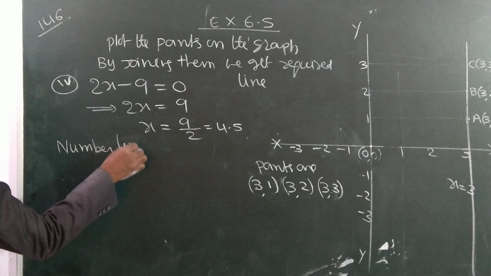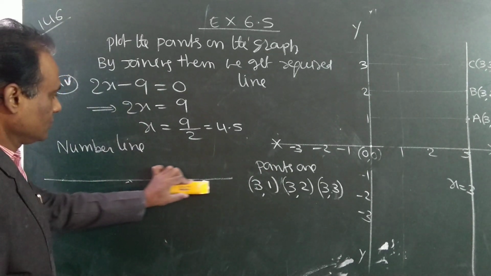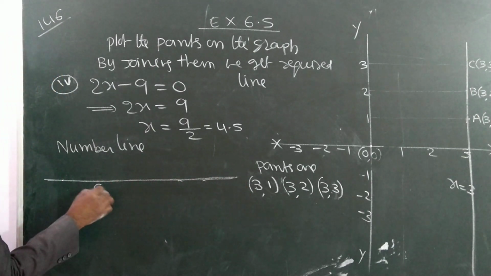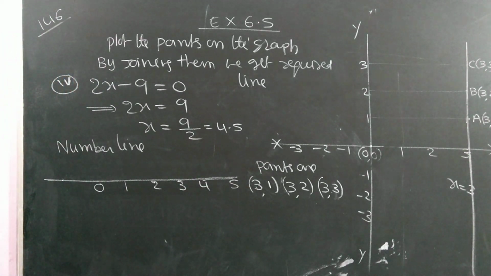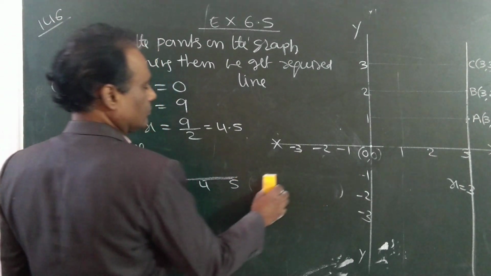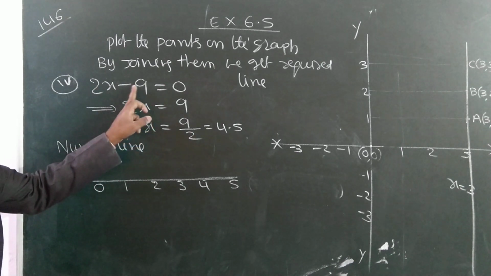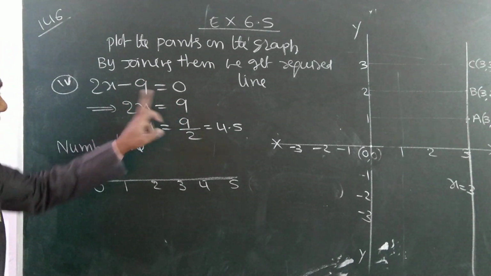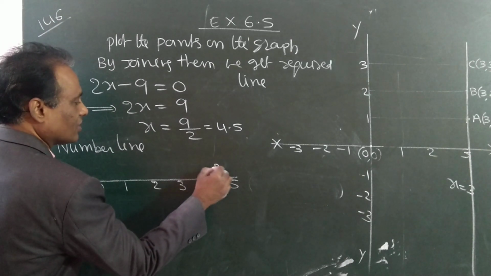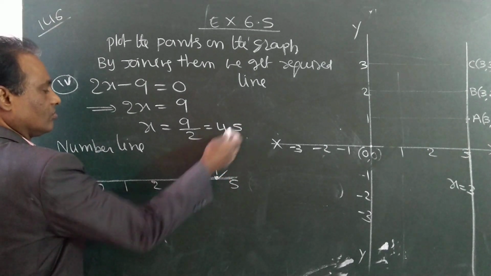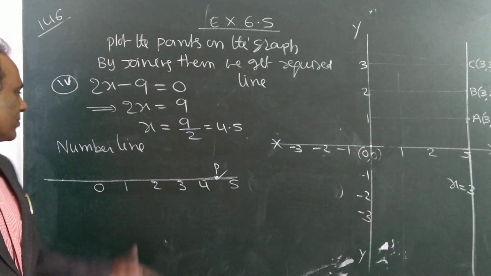Number line. Fourth bit: 2x minus 9 is equal to 0. 2x is equal to 9, that side plus 9. X is equal to 9 by 2, 4.5. Where is that point? It will be somewhere here. This is our answer. This is a number line. Number line means draw a line and on it write the numbers.